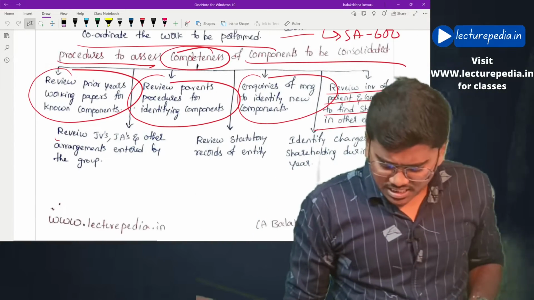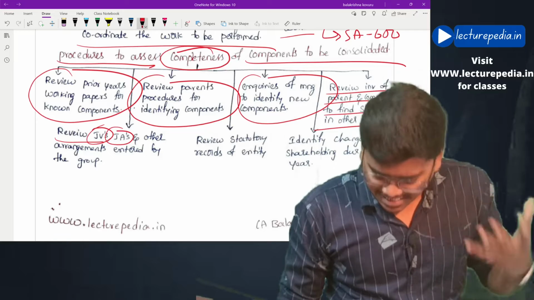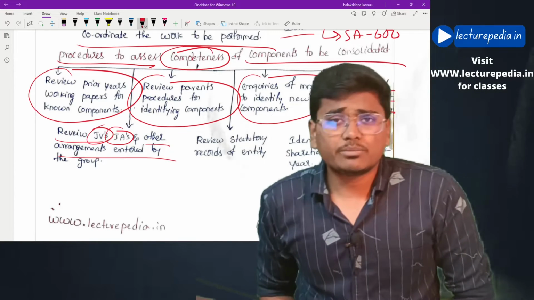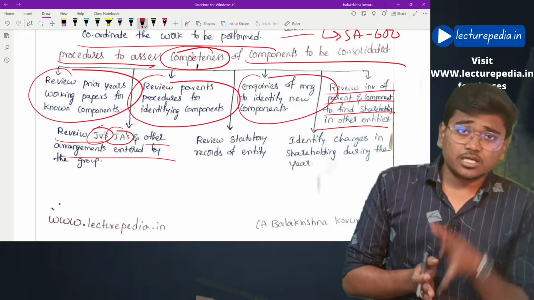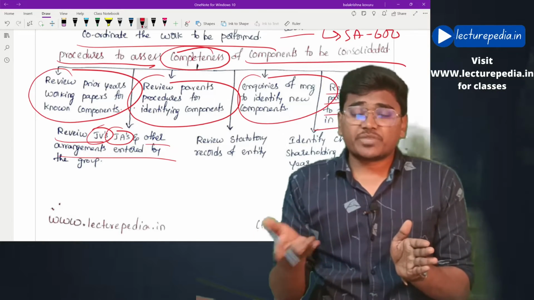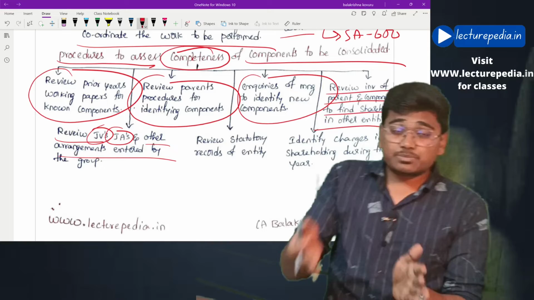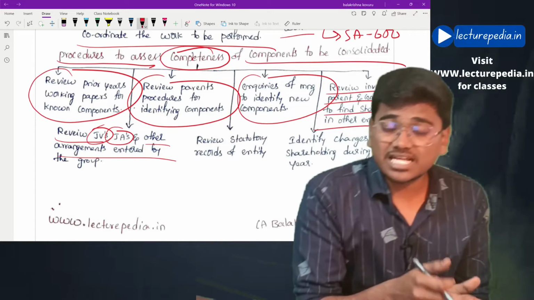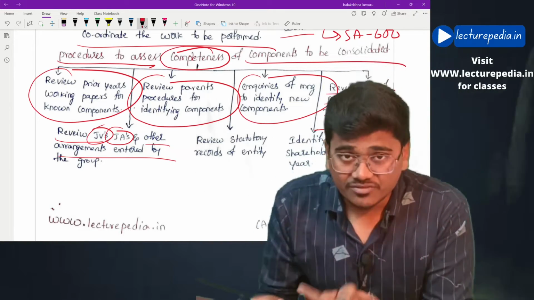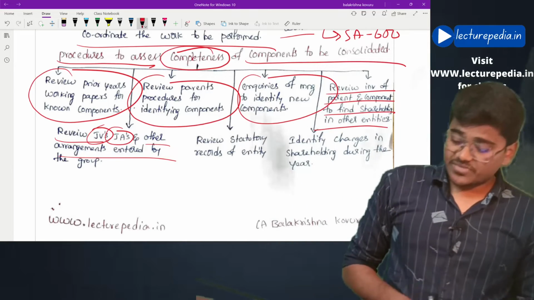Next, the auditor can review joint ventures, joint arrangements and other arrangements entered into by the group. Generally, he can see whether during the year any associate has been converted to a subsidiary, or any subsidiary has been converted to an associate, or any joint venture has been converted to a subsidiary. Whether any such type of conversion has taken place during the year, this has to be verified.